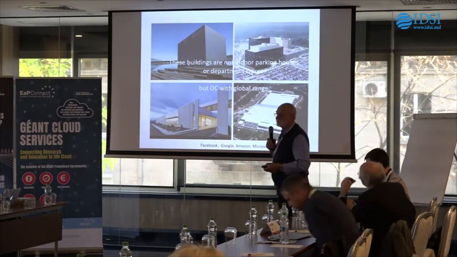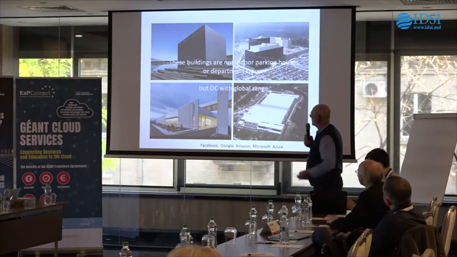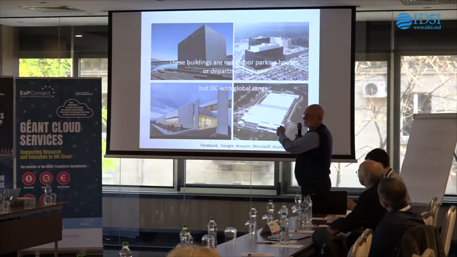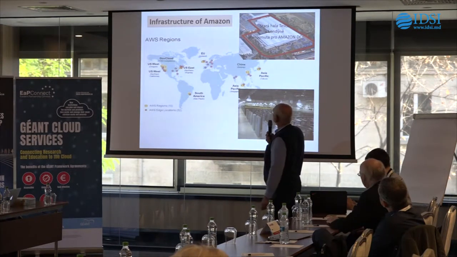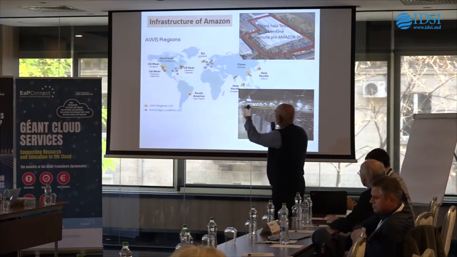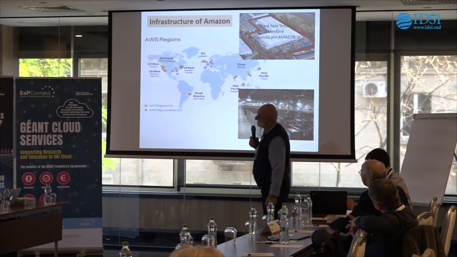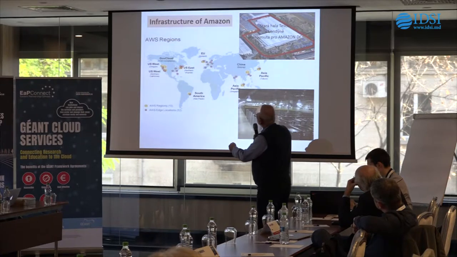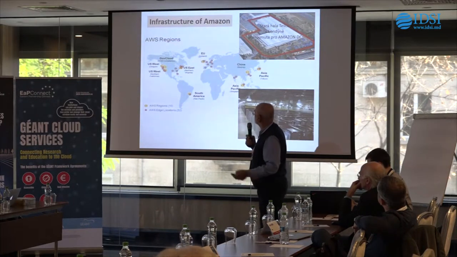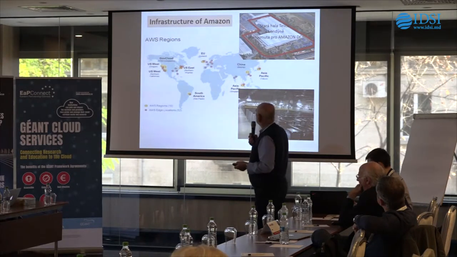If we look at these data centers, these buildings are not indoor parking houses or department stores, but data centers with global range. Facebook, Google, Amazon, Microsoft Azure have such buildings, and not only buildings, they have a full infrastructure. Amazon has regions: West US, East US, EU, China, Asia Pacific, South America, and inside each region they have availability zones. The similar buildings are in several places in the region. They are connected by extremely fast internet, and they store data in three places to keep the availability and the security of data.